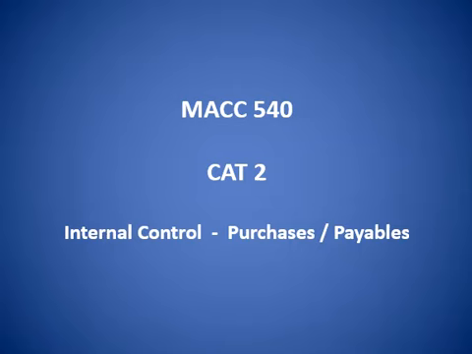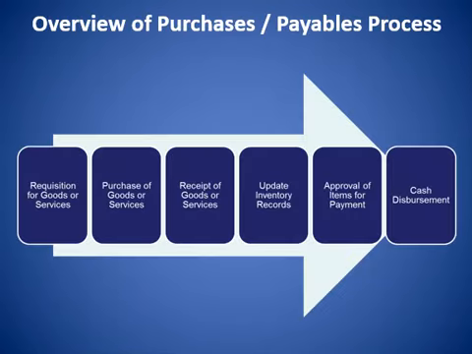Okay, this video is an illustration of internal control over the purchasing and payables process. So let's first take a look at the view of purchasing and payables from an overview from the 10,000 foot level, as I call it. In order to start the purchase payables process, we start off with a need to purchase something.